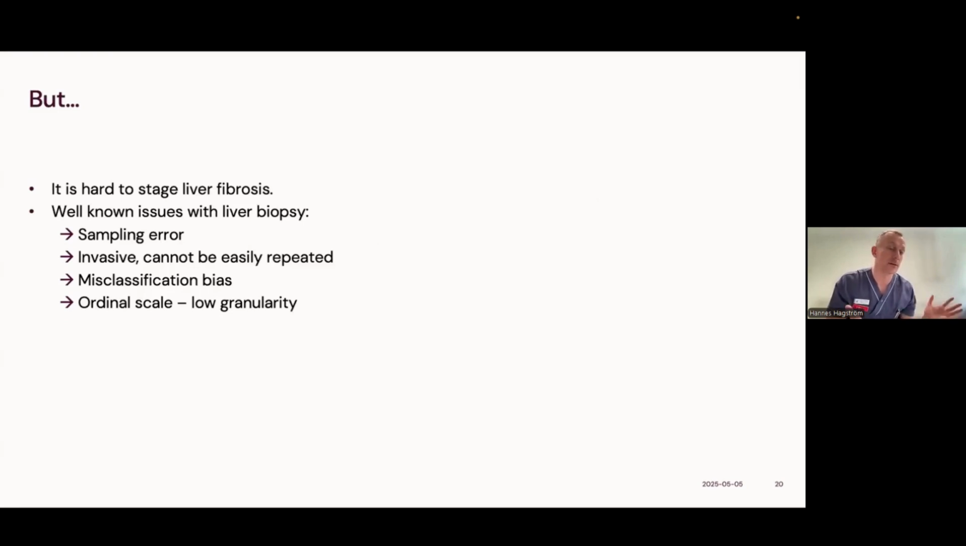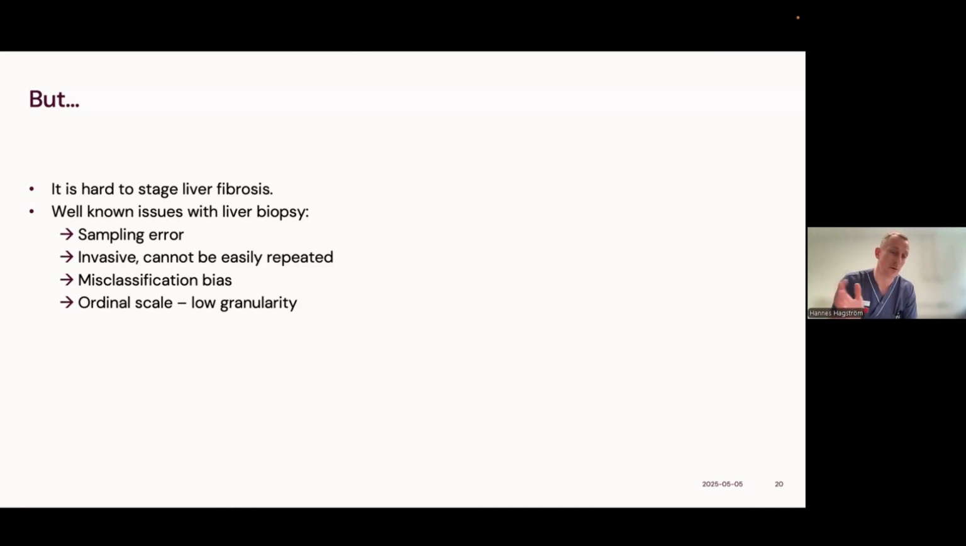The problem is, of course, that it is pretty hard to stage fibrosis in the liver. And we have well-known issues with liver biopsy with sampling error. So if you do a liver biopsy in 2 places, as we will see later, you might get different results. It's also an invasive tool, so it's not super easy to do yearly biopsies. I don't think anybody does that in your patients. You have the risk for misclassification bias, whereas you see a biopsy, but it's not really representative of what's in there.